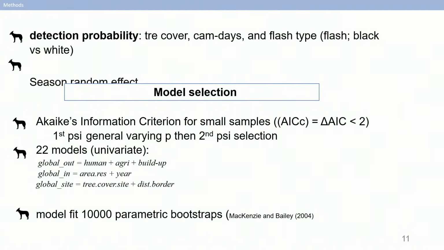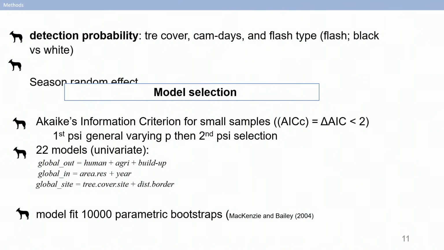So for the detection probability, we used tree cover, camera days, and flash type. For example, if we have more cover, if the area is more dense, and if the animal is present, we would expect that that would probably affect a little bit the detection probability. The same with camera days. If you leave cameras for a longer time, you will have more chances to detect the species. So we have to include those things.